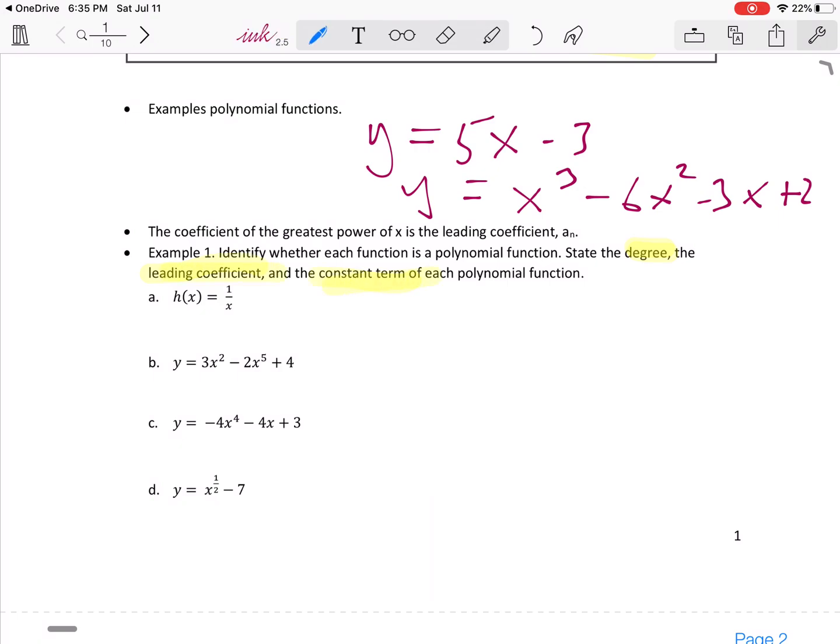Okay, so let's look at the first one. So is this a polynomial function? The answer is no, because here you've got x to the power of minus 1. So if you go back to your description, you have to have the exponent n has to be positive because it's an integer. Let's look at the next one. So this one would be yes.